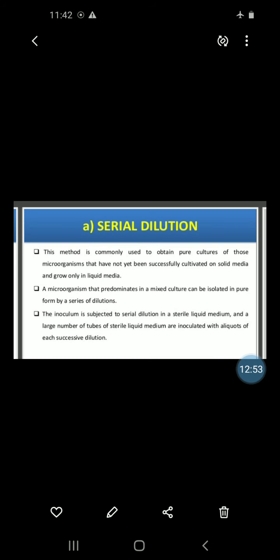Then a microorganism that predominates in a mixed culture can be isolated in a pure form by a series of dilutions. Next, the inoculum is subjected to serial dilution in a sterile liquid medium, and a large number of tubes of sterile liquid medium are inoculated with aliquots of each successive dilution. Here we can see the serial dilution in the image.